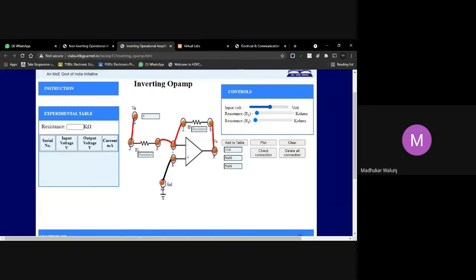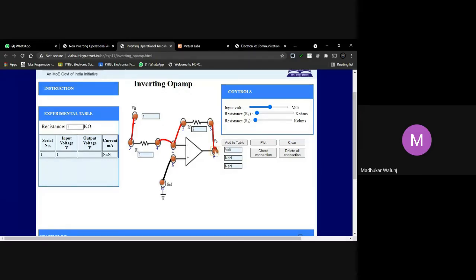We can see that if we place 1 volt, there is no provision to give 0.1, 0.2, 0.3. So what is the requirement? The gain should be low. For that purpose, we are going to set the gain. The RF resistance is 2, the R1 resistance is 1. So minus RF upon R1, the gain will be minus 2. The input voltage I put here is 1. So I am going to say add to table.